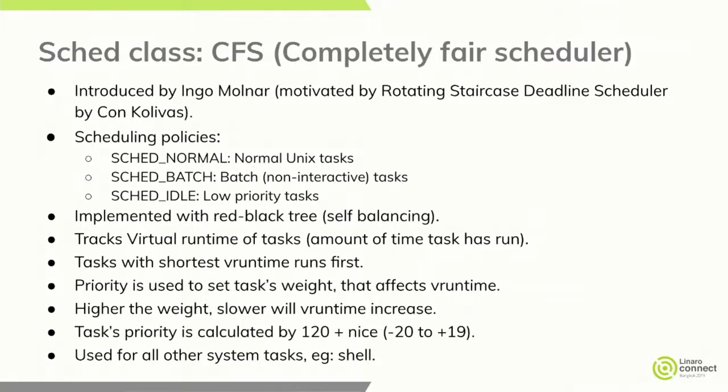And the red-black tree is organized based on this vrun time only. So the leftmost node will be the task which has run the least until now and should run now based on its priority.